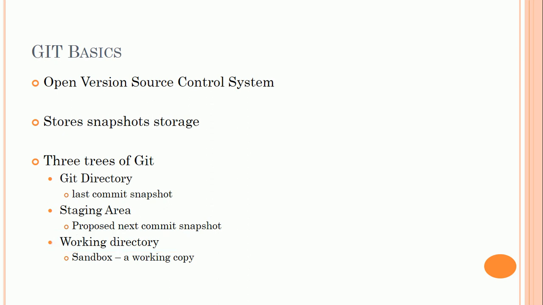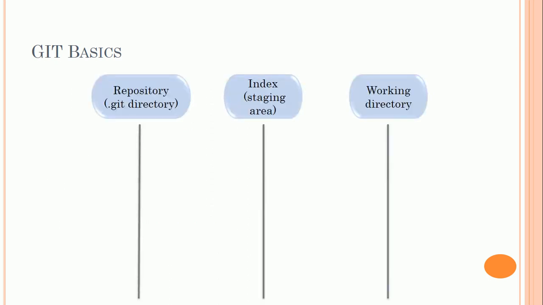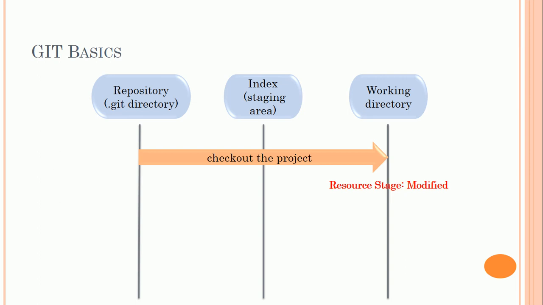Now resources will have three stages in the file status lifecycle: modified, staged and committed. Let's see the stages by understanding the basic Git workflow. It goes something like this. You check out the project from the Git directory. It will clone the repository from Git to your working directory. There you are allowed to modify, add, delete anything in the working directory. So at that time the resource stage will be modified.